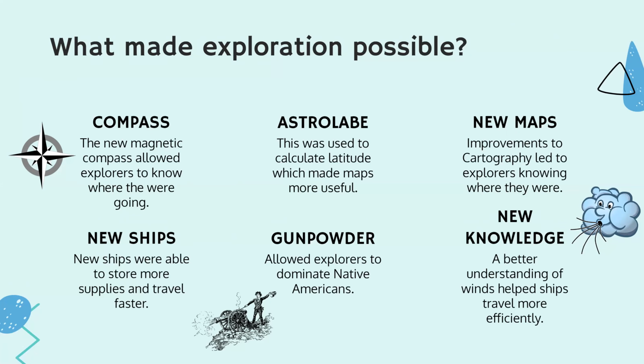Then we have new maps. Improvements to cartography. Cartography is the study of maps. It led to explorers knowing where they were. We combine this pretty much with the astrolabe because if you know your latitude, you can more effectively use your new map. There's also a lot of new knowledge in this world. People had a better understanding of wind patterns. The Atlantic Ocean has a wind pattern called the trade winds. These trade winds are always there, they always go in a certain direction, and once you have a good understanding of these winds, your ship can travel much more efficiently because you know which winds to harvest with your new sails.